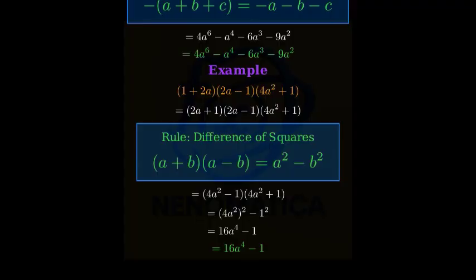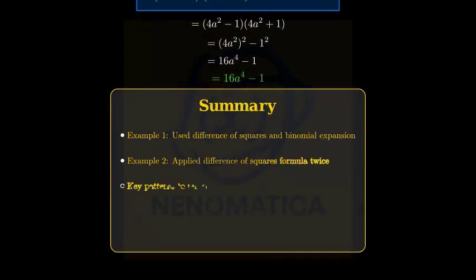Let's summarize what we've learned. In our first example, we used the difference of squares formula to simplify the product of two brackets, and then expanded the squared terms. In our second example, we recognized a pattern in the factors that allowed us to apply the difference of squares formula twice, resulting in a very elegant final expression.